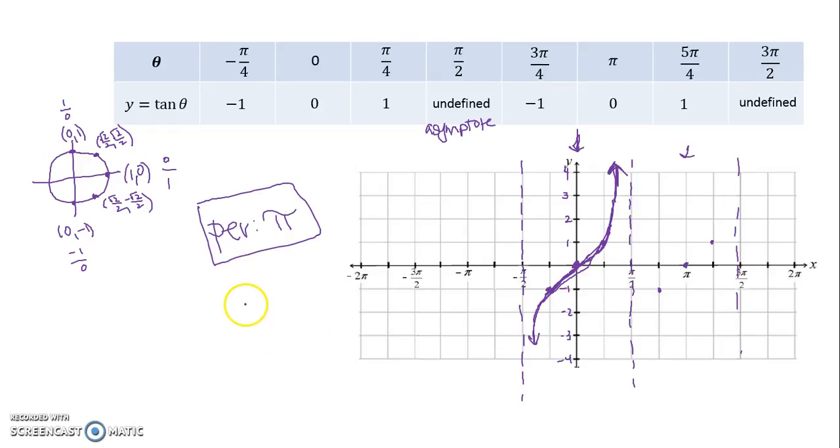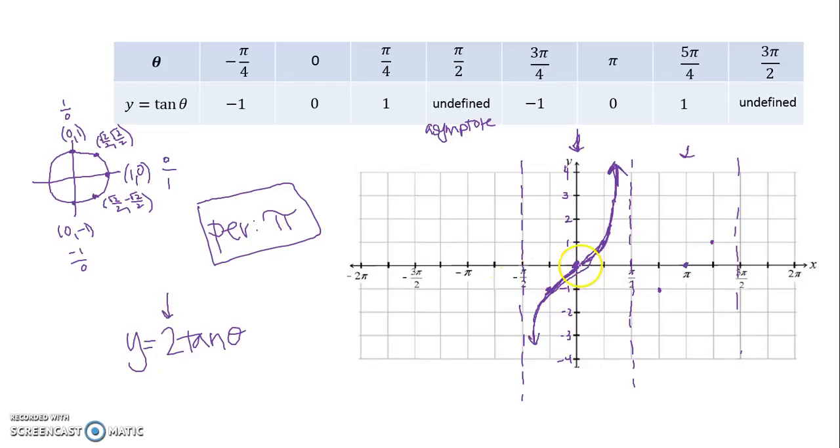You don't have an amplitude for tangent because it doesn't have a maximum. It keeps going up and down forever. But if you did have, let's say, y equals 2 tangent of theta, if it was a sine or a cosine, that 2 would be your amplitude.